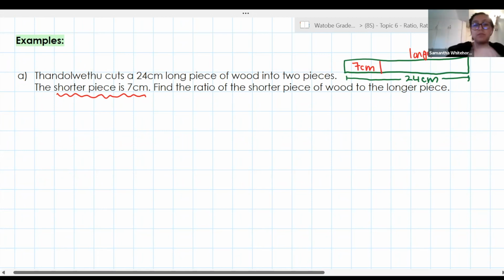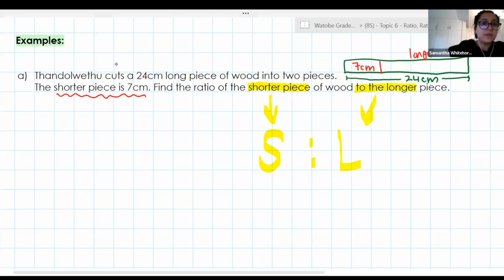It is asking me, and this is now where order is very important, to find the ratio of the shorter piece to the longer piece. So my first value in my ratio must be the shorter piece, and my second value in my ratio must be the longer piece. That is what my ratio needs to say.